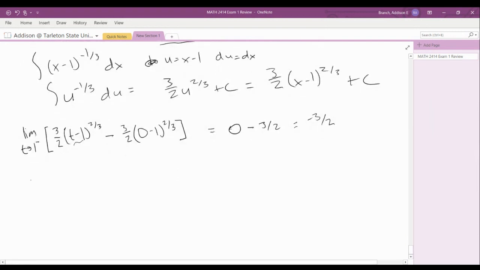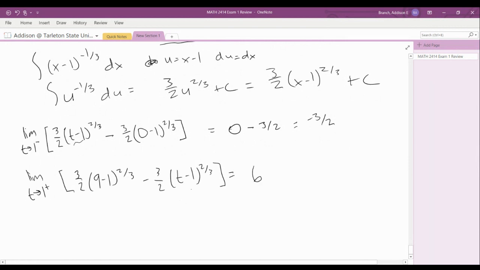The second one is going from the positive, and that one was going from t to 9. So we have 3/2 times 9 minus 1 to the 2/3 minus 3/2 times t minus 1 to the 2/3. So we have 9 minus 1 is 8, to the 2/3 is going to be 4, times 3/2 is going to be 6.